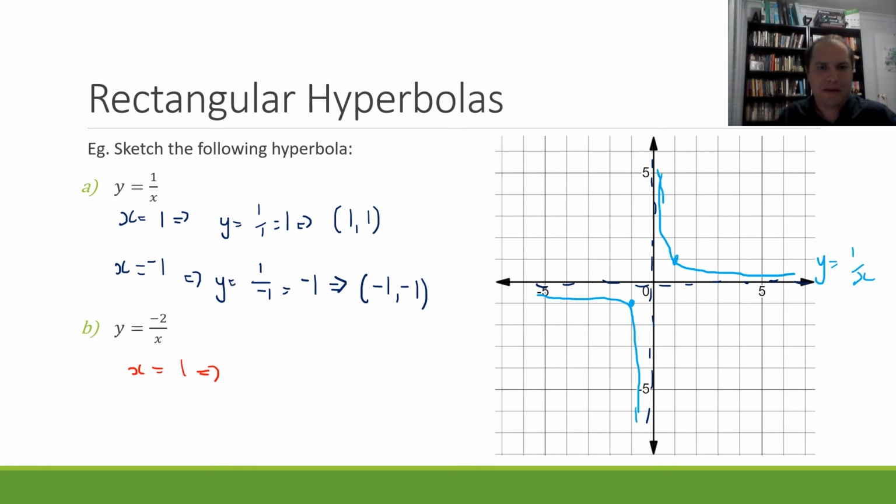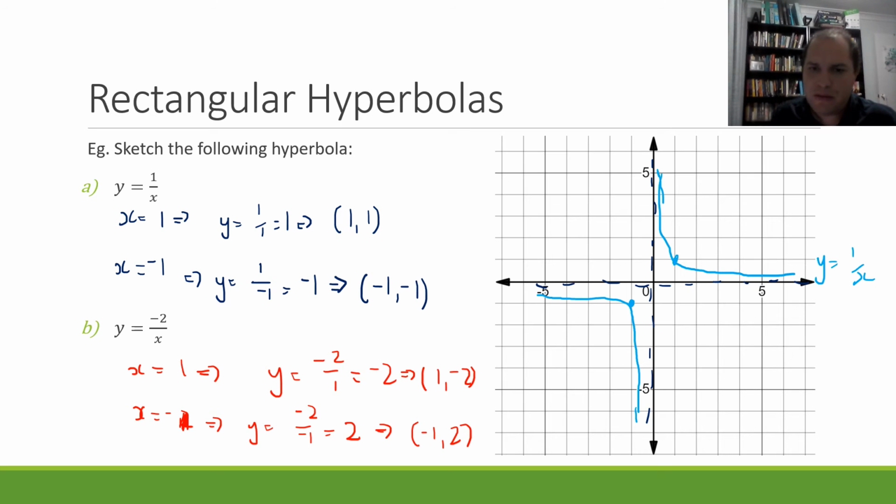If x equals 1, then y equals -2 over 1, which equals -2. So therefore our point is (1, -2). Then if x equals -1, then y equals -2 over -1, which equals +2. So our second point is (-1, 2). Alright, plotting those points. (1, -2) is down here, and then (-1, 2) is up here.